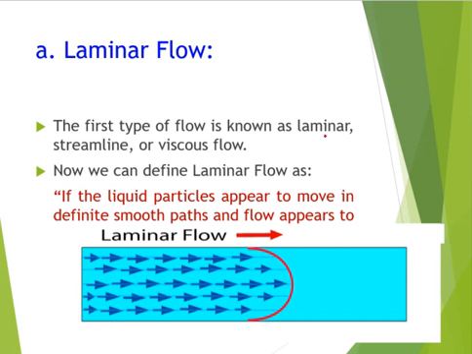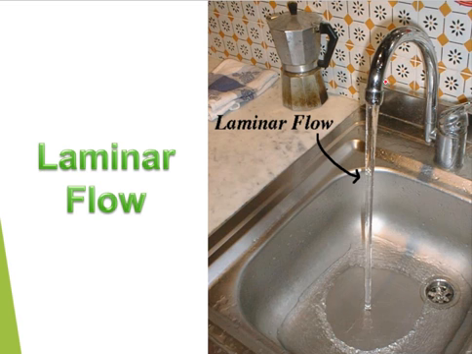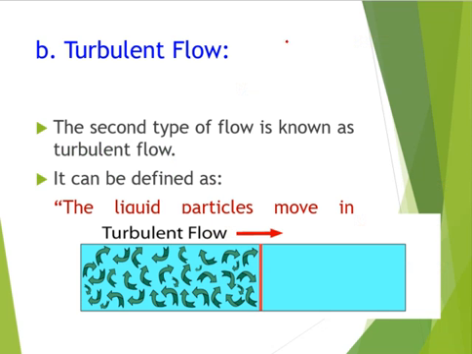So what is a laminar flow? The first type of flow is known as laminar flow, streamline or viscous flow. Now, the laminar flow can be defined as: if the liquid particles appear to move in definite smooth paths and flow appears to be like this, then this is laminar flow. Here you can see the stream of water coming from this tap. All the particles are streamlined, so this is laminar flow.